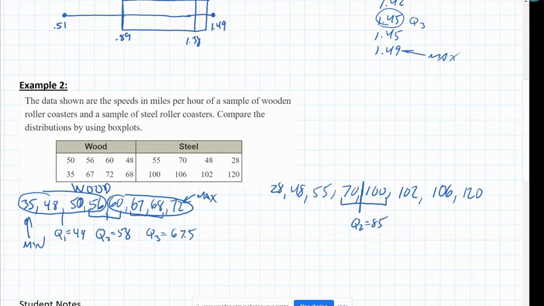Q2 equals 85. Then the middle of the lower half is going to be the middle of 48 and 55. So that is 51.5. And then the median of the upper half is the average of 102 and 106. So that's 104.